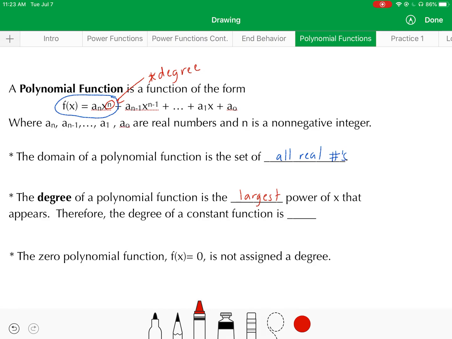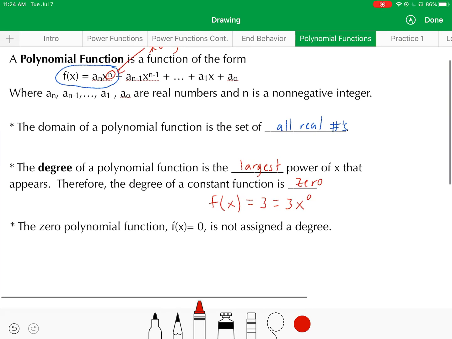Now that would mean that if you're working with a constant polynomial function, your degree would have to be 0. What do I mean by a constant polynomial function? It would just be something like f of x equals a constant of 3, let's say. Isn't that the same as 3 times x to the 0 power? Right? Notice the power is 0 there.